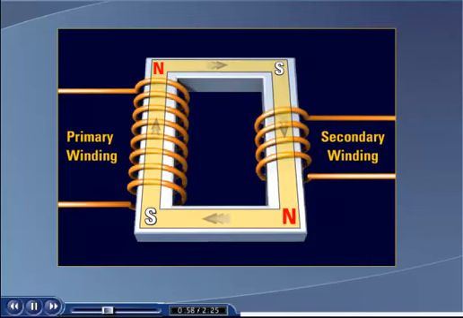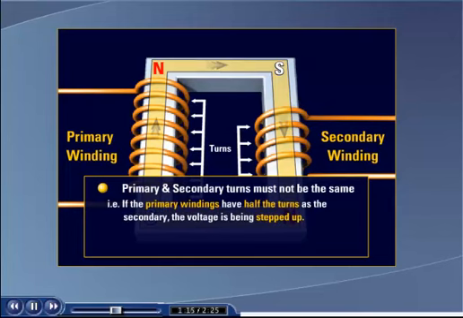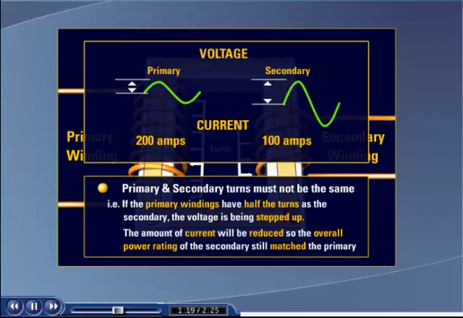Each coil is wrapped around an iron core to improve the efficiency. The number of turns refers to the number of times the conductor is wrapped around the core. In order for the voltage to be stepped up or down, the number of turns in the primary and secondary coils will not be equal. For example, if the primary winding has half the number of turns as the secondary, the primary will induce twice its rated voltage into the secondary, meaning the voltage is being stepped up.